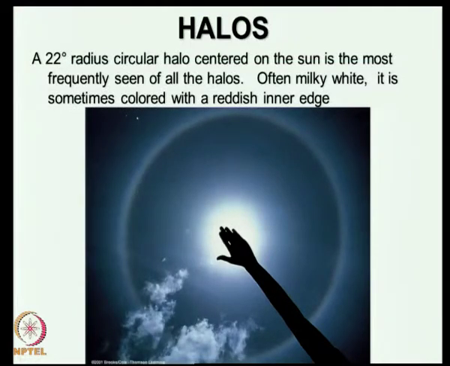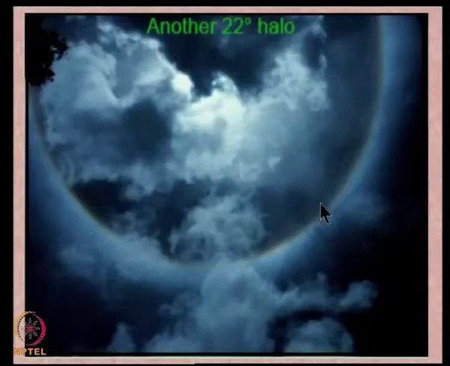So, halos are a 22-degree radius circular halo centered on the sun and sometimes the moon, often milky white and sometimes colored with a reddish tinge. Okay. So, here is the halo that you see around the sun. So, this is caused by ice crystals. And this is another picture, in spite of the sun being blocked, the halo is still visible.